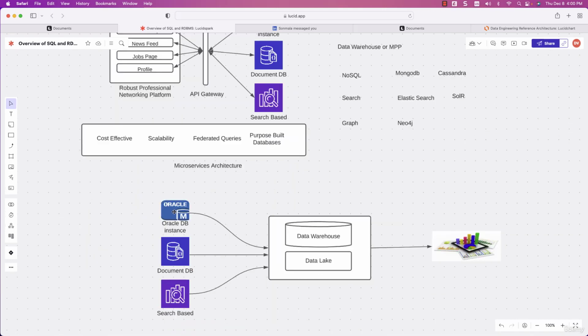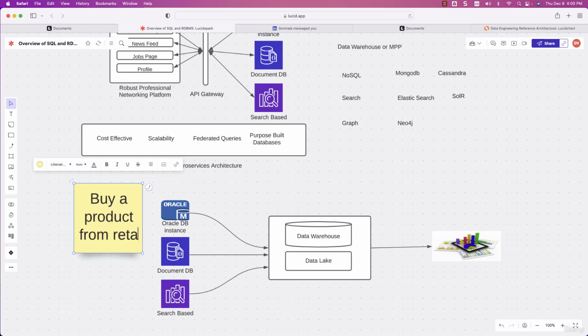Now let's take the example of RDBMS and data warehouse and see what type of problems these are typically used to solve. When it comes to RDBMS, it is typically used for transactions. When it comes to problem statements, these can be the problem statements. You can perform operations such as buying a product from a retail company. It is a transaction between the customer and the company. The customer typically pays for the product and then purchases the product from the company.